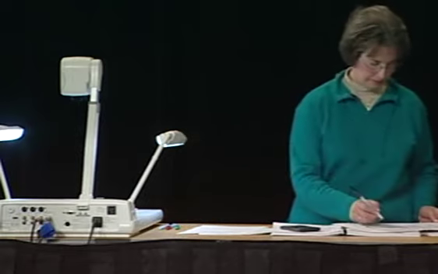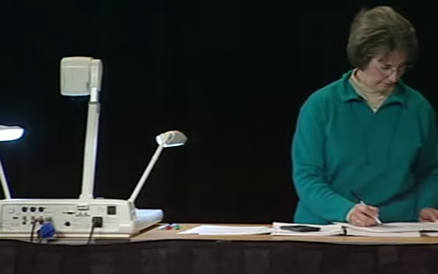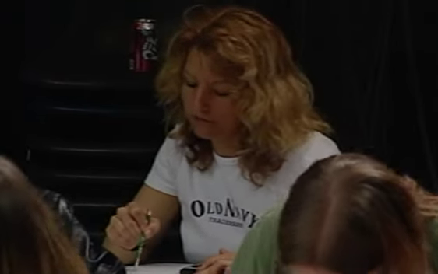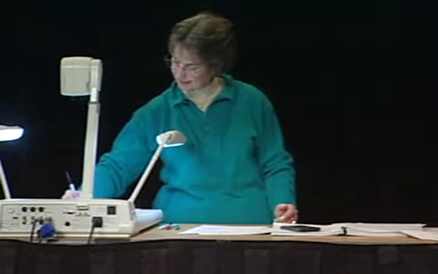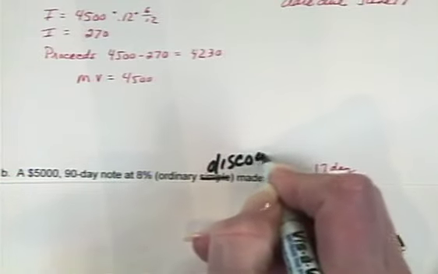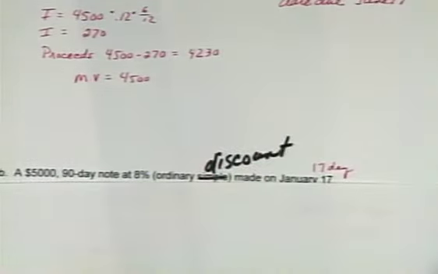Christine. On B, it says ordinary simple. Is that for us to figure the day, or is that for us to figure the interest? Ask me your question one more time. On B, it says ordinary simple. No, it's supposed to be figure the discount. Ordinary, it's supposed to be discount. Okay, thank you. Cool. I'm sorry. It's ordinary discount.